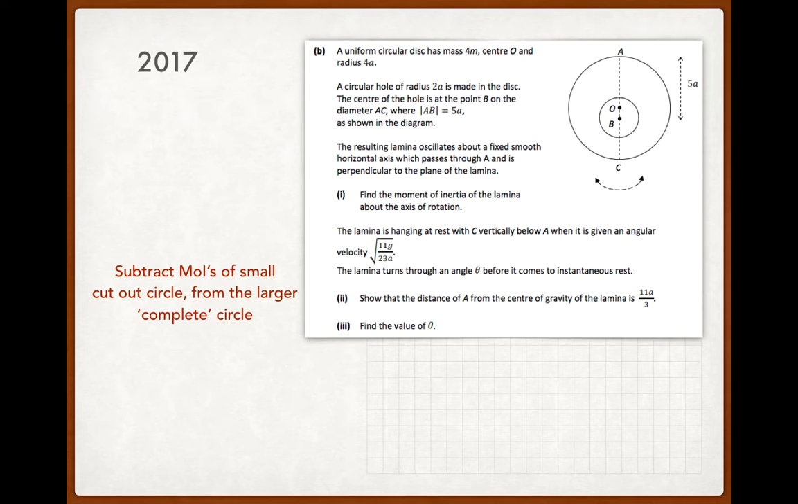This is a centre of gravity question. You'd use the sum of the moments equal the moments of the sum, and the distance would work out as 11a over 3. I'll leave that with you.